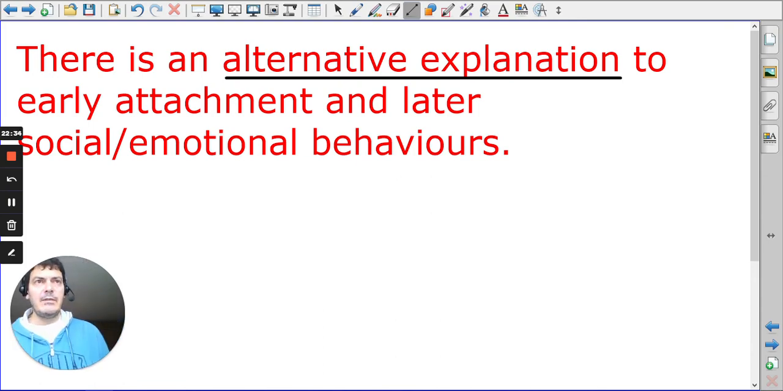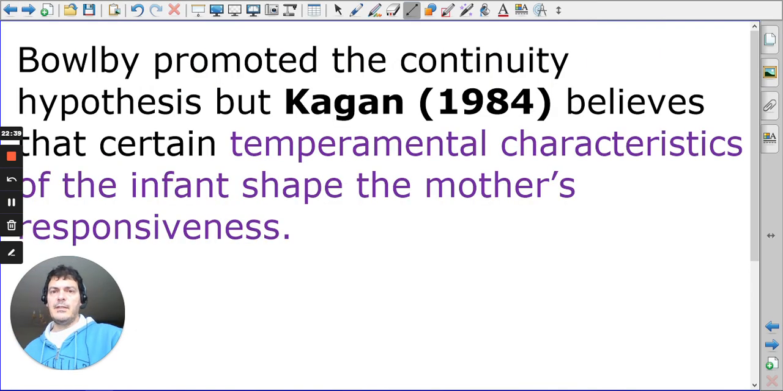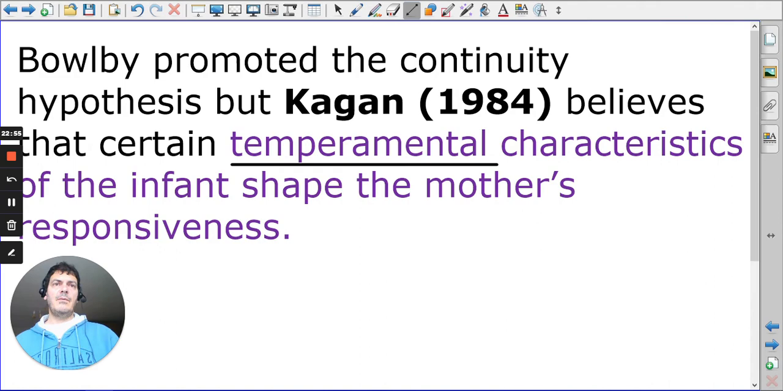But not everyone believes that this is actually the case. The most famous person who challenges this is Kagan, and he comes up with the temperamental hypothesis. He talks about how it's not so much an innate ability for the child to build their attachment relationship with us and for us to respond to them. He says that some children just have different temperaments, and it's these temperaments that shape how we respond to the child. Our temperament is still innate, but it's who we are.